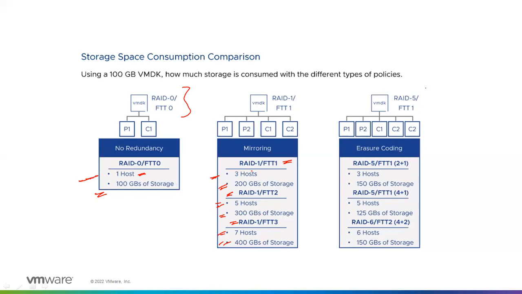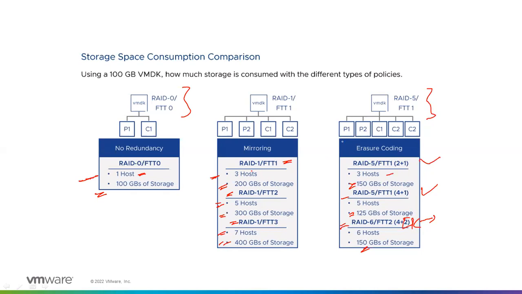We'll compare with the erasure coding here, 2 plus 1, 4 plus 1, because it is my ESA. No, 3 plus 1 is not available here. Okay, 3 hosts, 50% more consumption; 5 hosts, only 25%; RAID 6, 4 plus 2, 150 GB. But here the difference is I am getting two failures. I can tolerate two simultaneous failures, right?